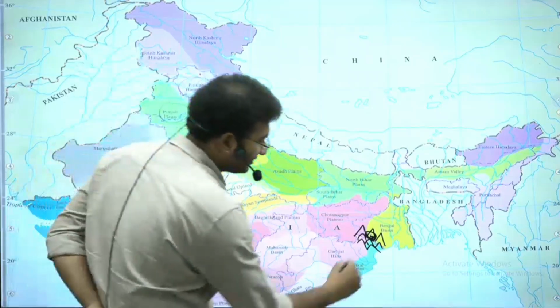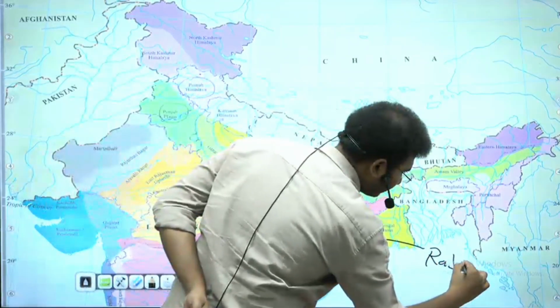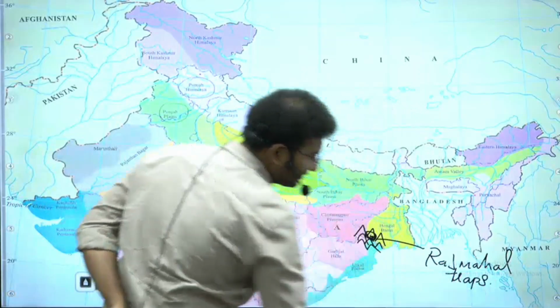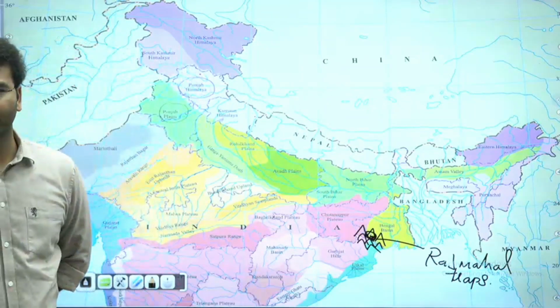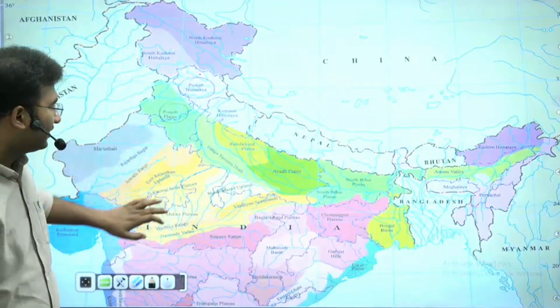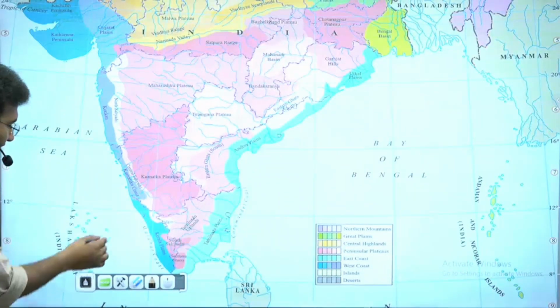They are also called as Raj Mahal traps. Right? Yes, similar kind of formation. These are also called as Deccan traps. And please also go and find out the Lakshadweep Islands.